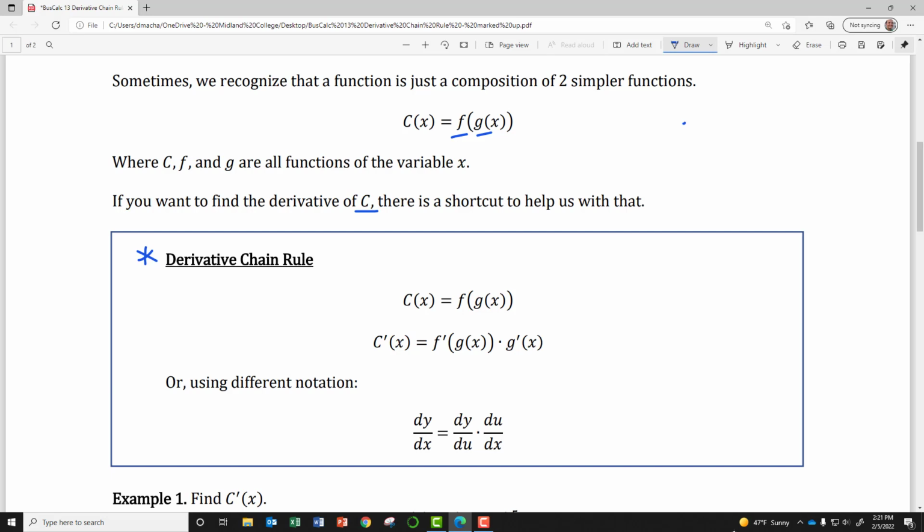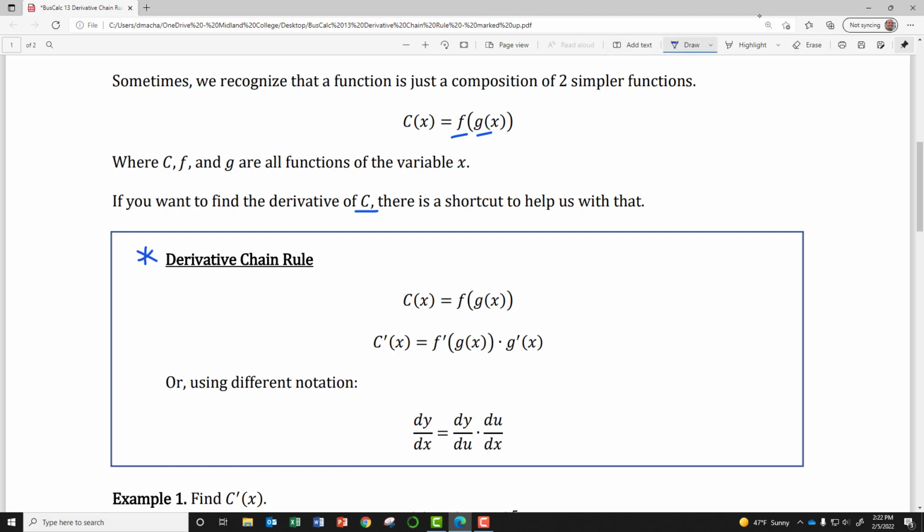And so what this says is taking the derivative of that capital C function is going to require us to take the derivative of the outside function, still using the inside function as the input, and then we're going to multiply by the derivative of the inside function, just at the end there. And I'm going to point this out too. Using different notation, you might see it written like that. In fact, I think the textbook we're using this semester also has it written both ways.